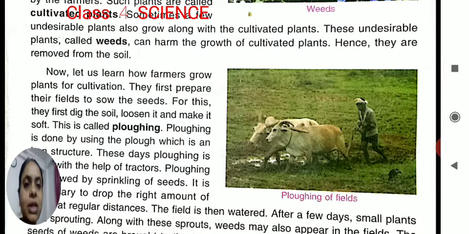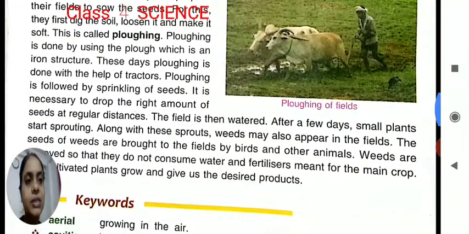Ploughing is done by using a plough, which is an iron structure. So look at the picture. Here are two bullocks just ploughing the field, and it is an iron structure that is pulled by the farmer. These days, ploughing is done with the help of a tractor. Children, in the class where I drew this plowshare, I have shown you already how the farmers used to plough the fields, and how nowadays this ploughing is done by tractors.